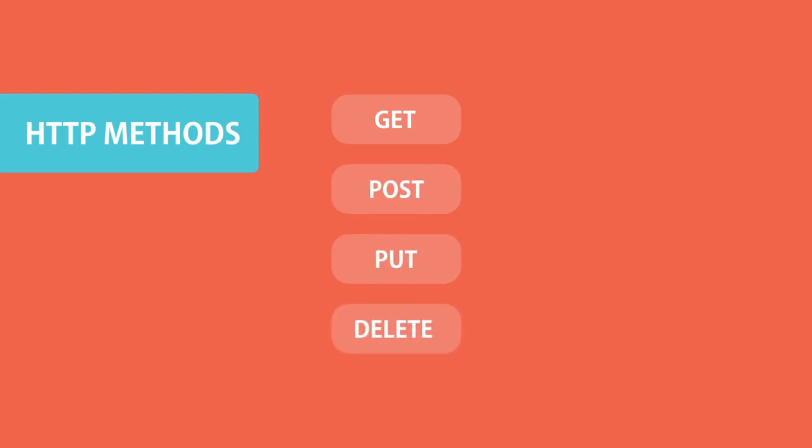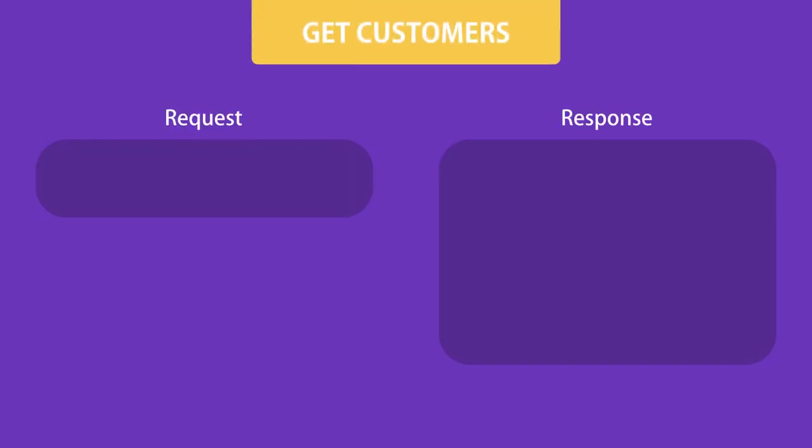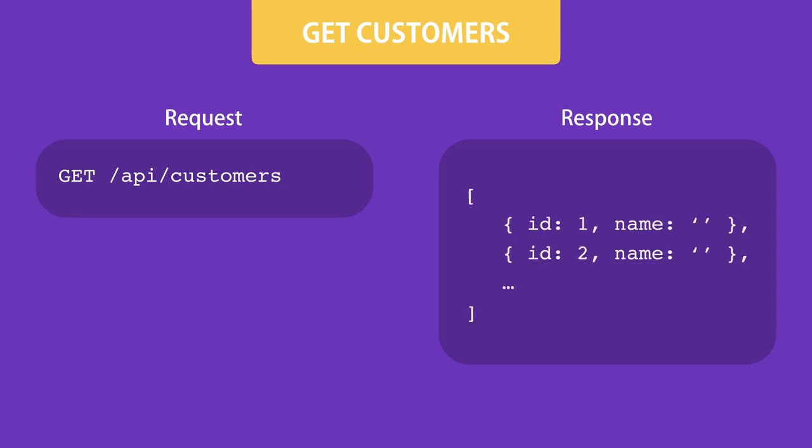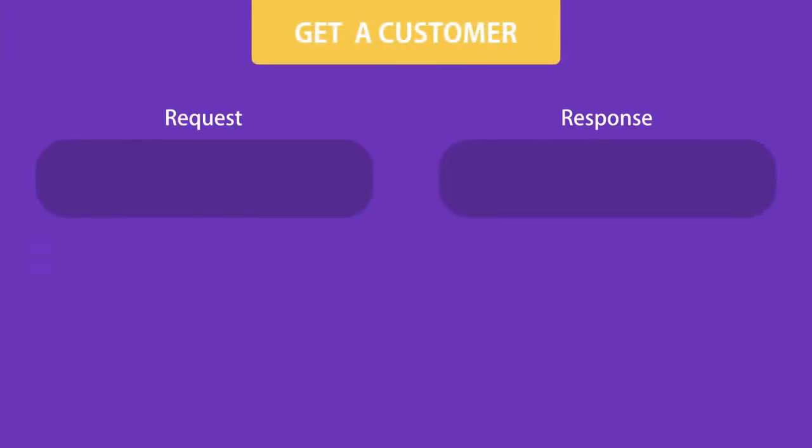Now let's explore each of these using our customers example. To get the list of all customers, we should send an HTTP GET request to this address. Note the plural name customers here. It indicates a list of customers. So when we send an HTTP GET request to this endpoint, our service should send us something like this. So we have an array of customer objects. If we want a single customer, we should include the ID of that customer in the address. Then our server would respond with a customer object like this.